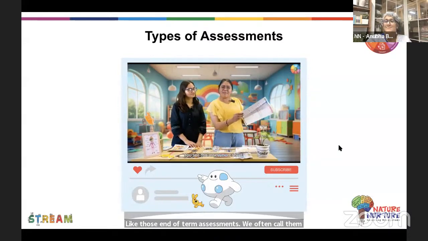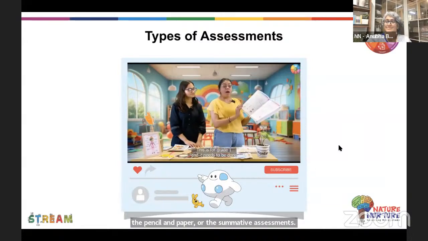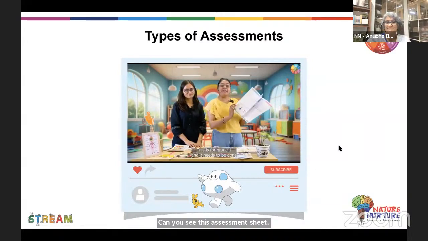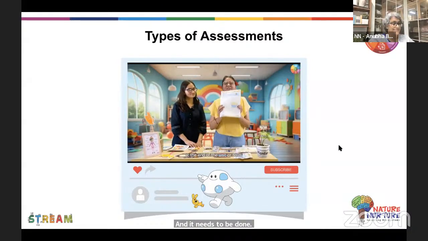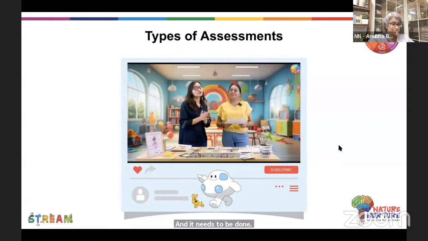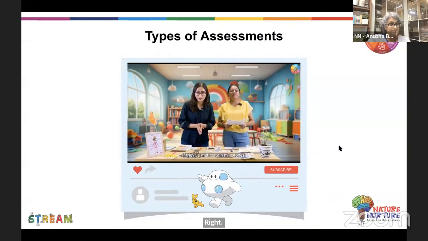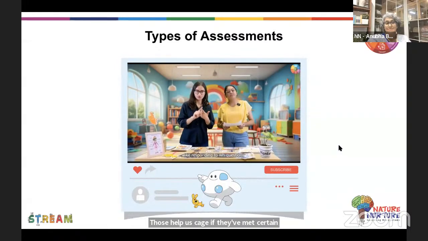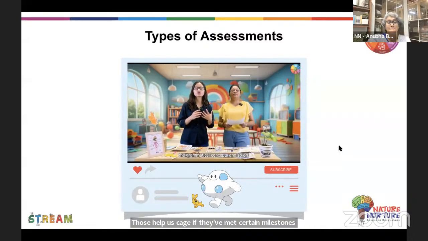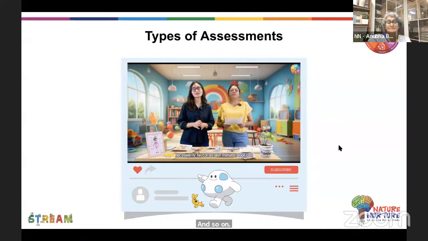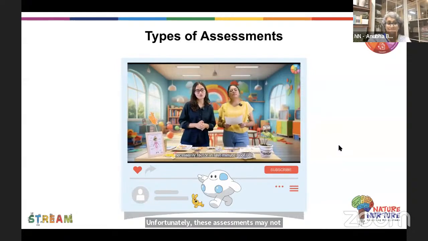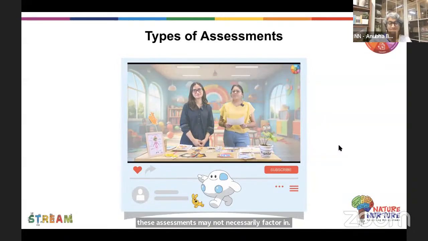Can you see this assessment sheet? This is for grade 1 and it needs to be done at the end of the unit or term. Right. Those help us gauge if they've met certain milestones like responding to WH questions, reading CVC words, demonstrating an understanding of the grammatical concepts, and so on. Unfortunately, these assessments may not necessarily factor in the last-minute goof-ups by our young ones.